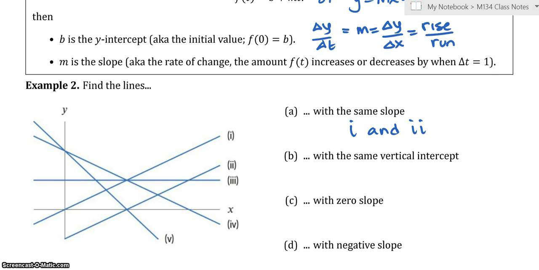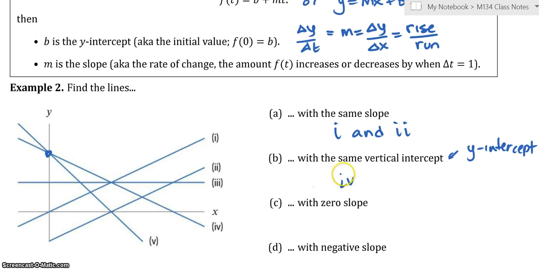have the same steepness. Which one has the same vertical intercept? The same vertical intercept means the same y-intercept in this case, because the vertical line is the y, and it would be those two. So it looks like it would be 5 and 4. So I'll say, we'll just put the y here. Y means y-intercept. We said the answer was 4 and 5.